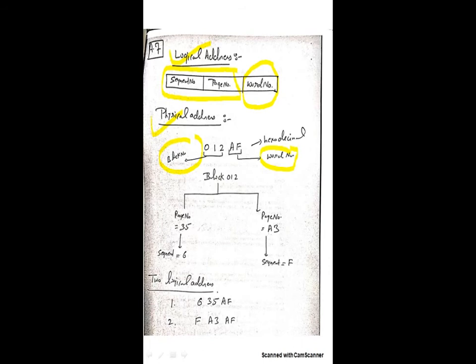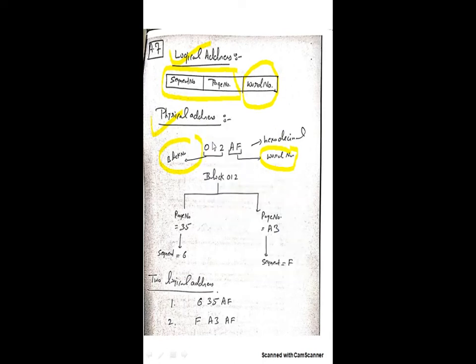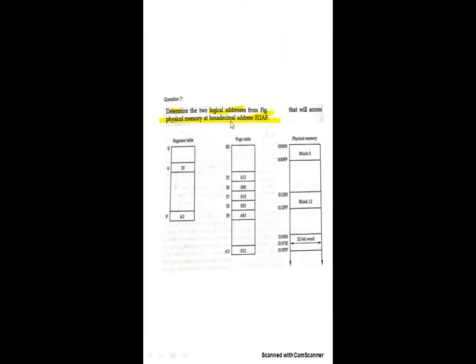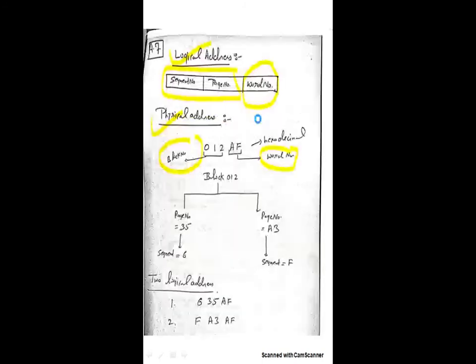Okay, so now you see here, he has given the physical address. This physical address is 012AF, as you see in the previous slide. What you will do is, the first bits are for the block and the remaining bit is for the word. So I take this block 012. Now when we want to convert this physical address into a logical address, this block number needs to be mapped with your segment number.